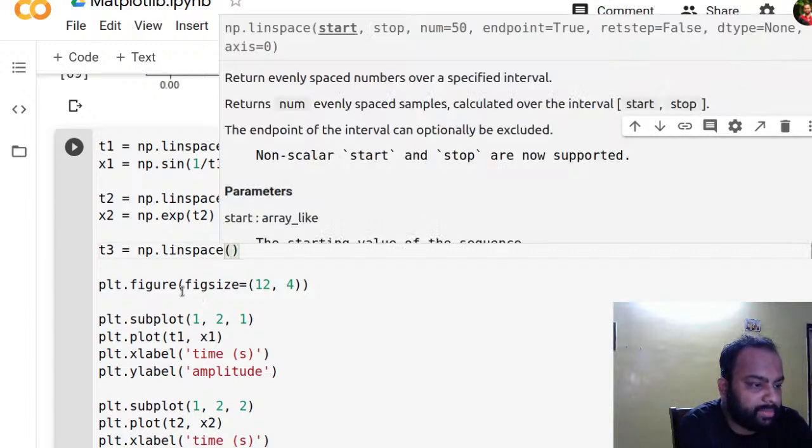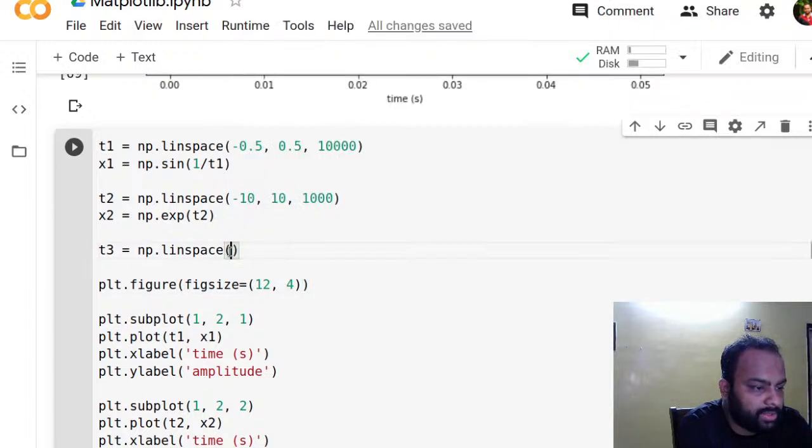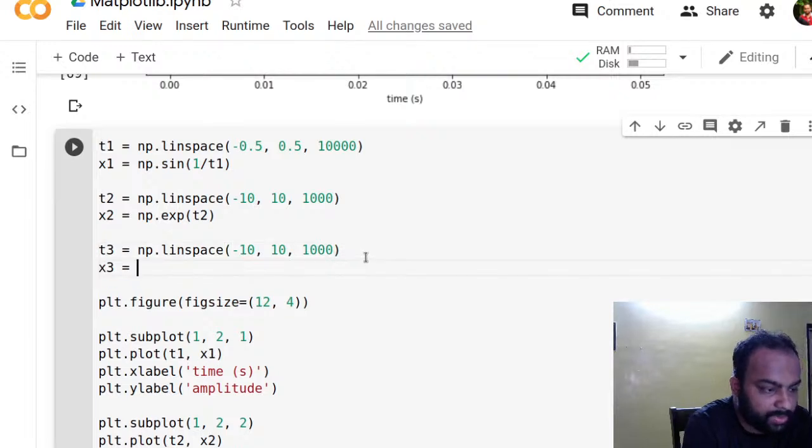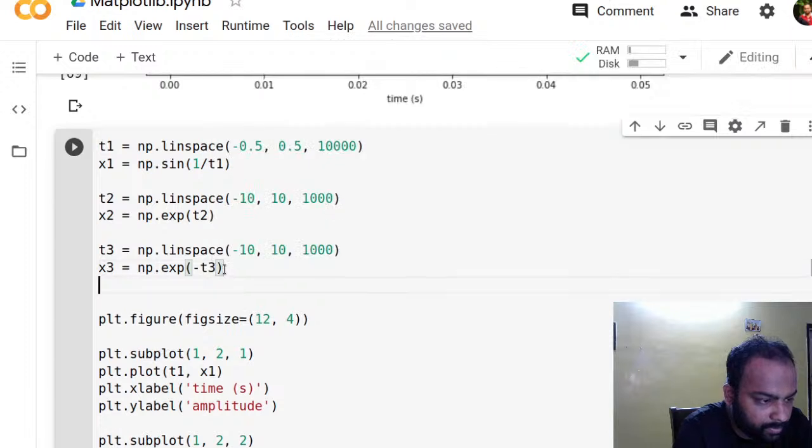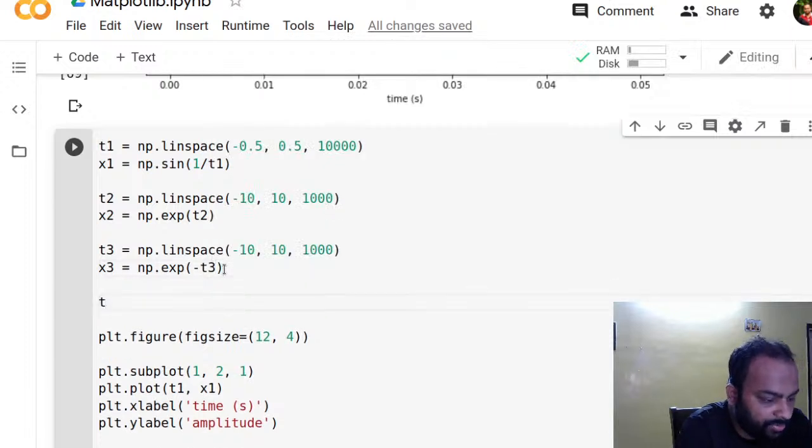So we have created an exponential wave. Let's create a negative exponential with linspace. The same axis, same thing. We are using this array. The x3, np.exp. That also does not have a Fourier transform. So, and say t4.